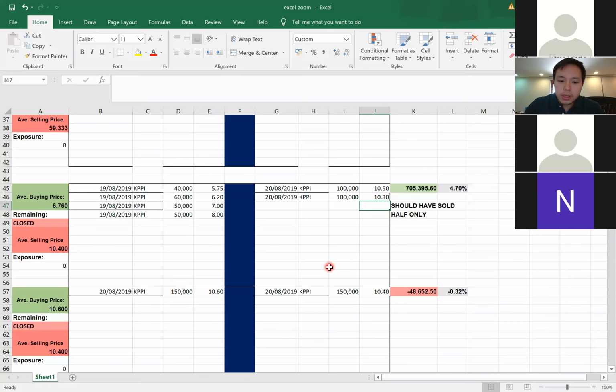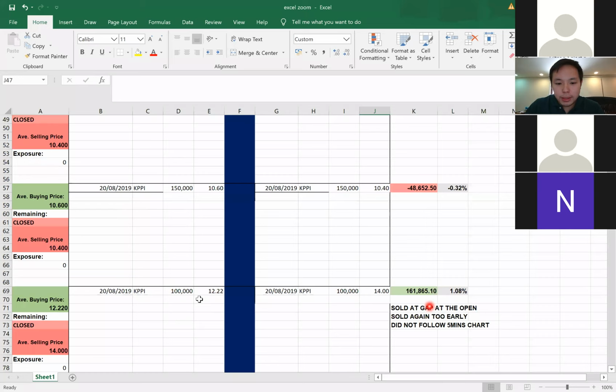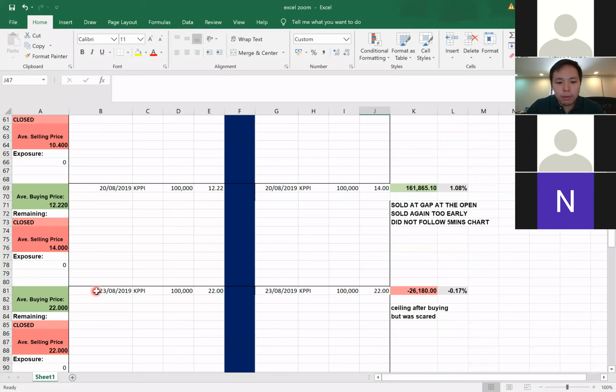So, next day, bumili ako. Gap. Tapos binenta ko na naman ng mas maaga. Tapos nag-close yan 18. You know, sold too early at the open. Okay. Tapos dito bumili ulit ako, FOMO sa 22, day trade. Tapos binenta ko sa 22. After nito nag-28 yan. So yun yan.